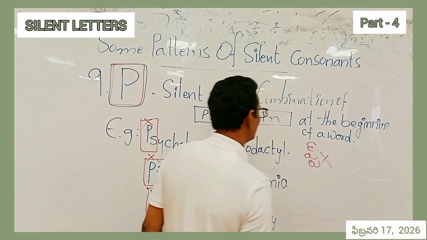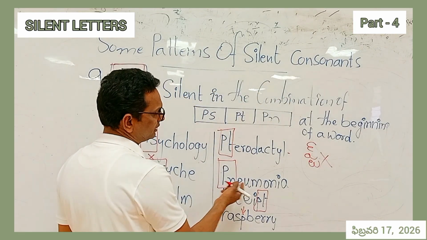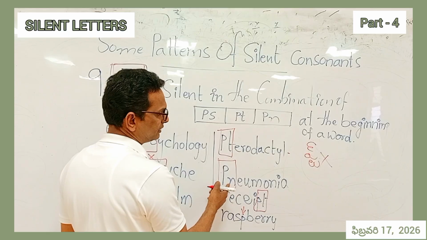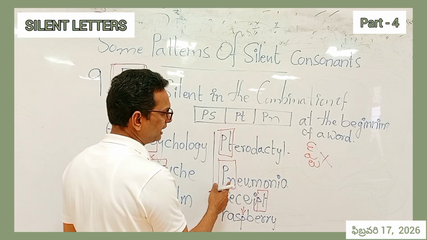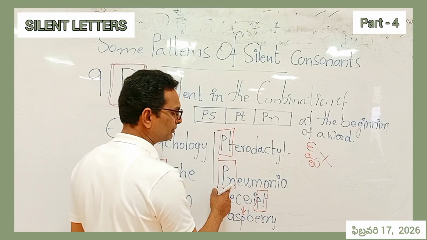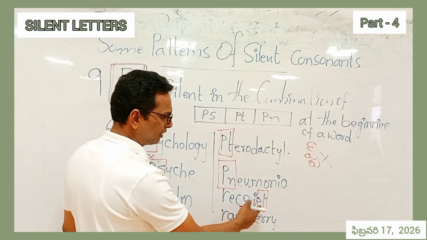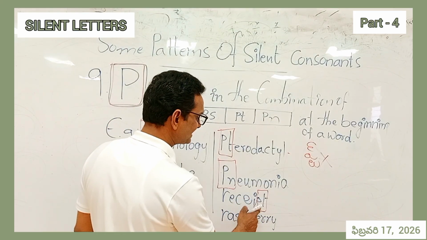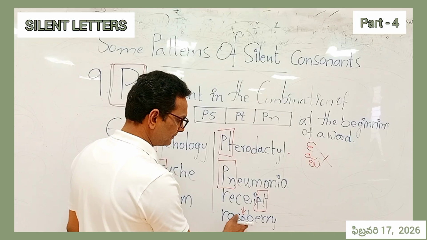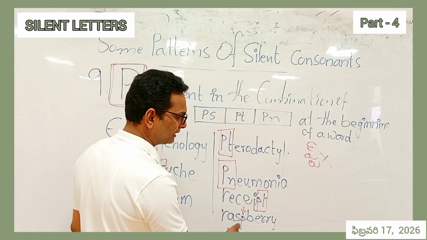This sound doesn't come. It's only the relevant consonant after this. It's not 'puh-neumonia', it's pneumonia. Only from N we have to utter. And 'receipt' with the P pronounced is wrong; receipt is right. P is silent, and it's raspberry. It's not 'raspberry' with P. Okay, raspberry.